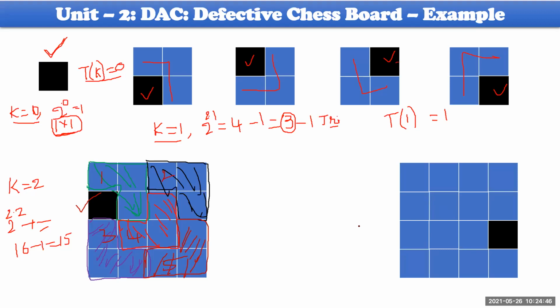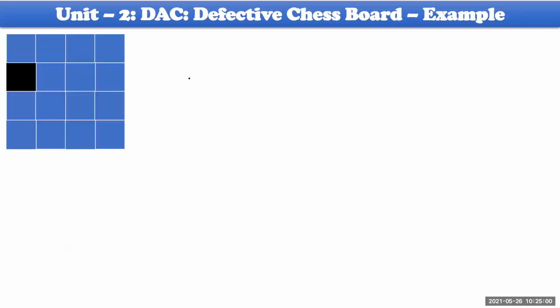Then how could you solve this particular problem? If a 4 by 4 board is there with you, and one defective tile is there, how could you solve it? Let me show you using diagrams. So this is the way. I'd like to divide this problem into 2 by 2, 2 by 2, 2 by 2, 2 by 2. This is the first 2 by 2, this is the second, this is the third, this is the fourth. So totally 4 subproblems have come out.